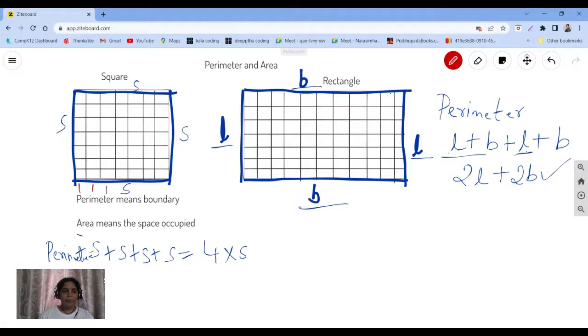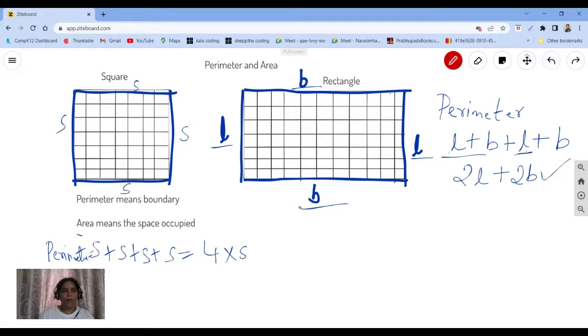So what happens? This is called a unit square. One small square is there here. So basically, how many boxes are there? How many boxes are there in this square? That's the area for us now. How can we figure out?